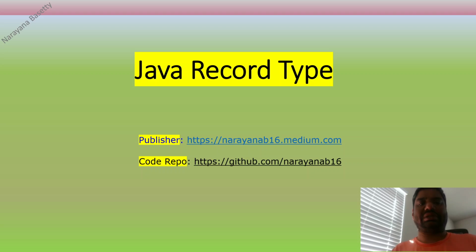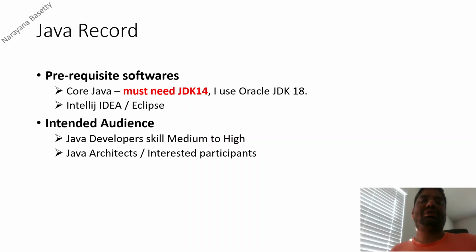And today we are going to talk about Java record type, and let's deep dive into it. The prerequisite software is Java 14, which comes with a lot of features, but I am focusing only on the record specific type. In my lab exercise, I'm using JDK 18 and IntelliJ IDEA or Eclipse, your favorite IDEs, and the intended audience are Java developers, architects, and others.